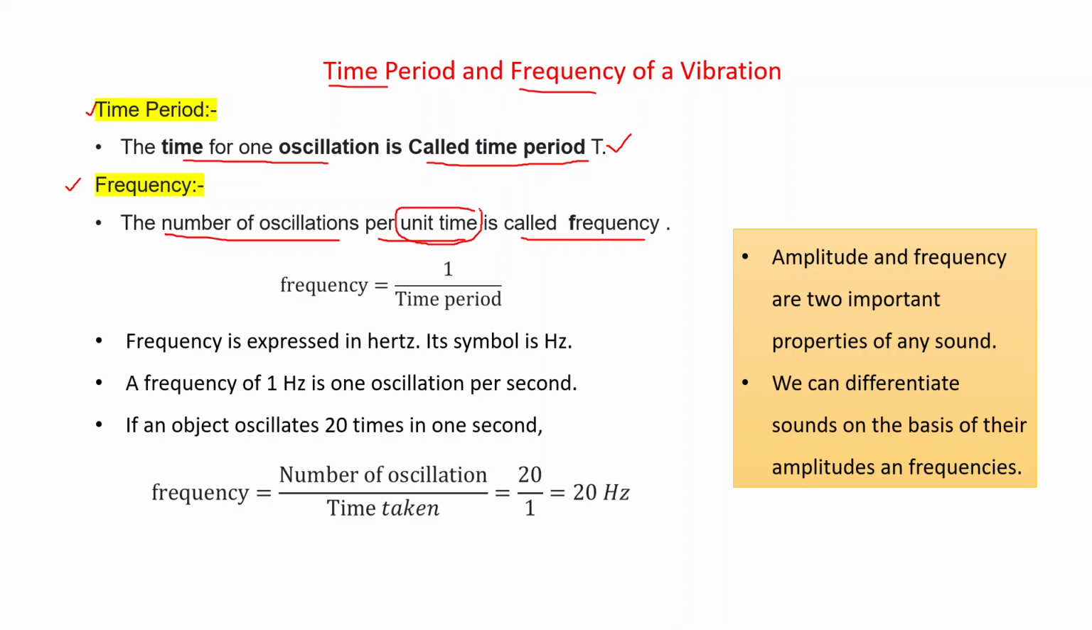Frequency and time period are reciprocal to each other, and they are represented like this: frequency is equal to 1 by time period. Frequency is expressed in hertz, its symbol is Hz. A frequency of 1 hertz is 1 oscillation per second. If an object oscillates 20 times in 1 second, what is its frequency? We can determine frequency using this formula: number of oscillations divided by time taken, that is 20 divided by 1, that is 20 hertz.